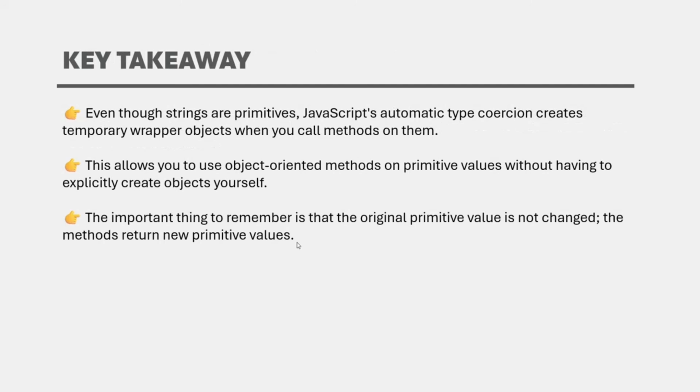Now, what are the key takeaways from this lecture? Remember that even though strings are primitives, JavaScript's automatic type coercion creates temporary wrapper objects when you call a string method on them. And this allows you to use object-oriented methods on primitive values without having to explicitly create objects yourself. The important thing to remember is that the original primitive value is not changed. The methods return new primitive values.